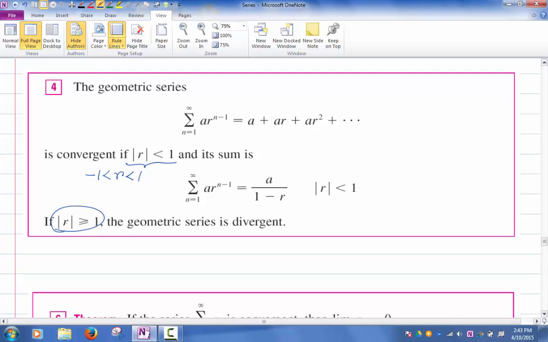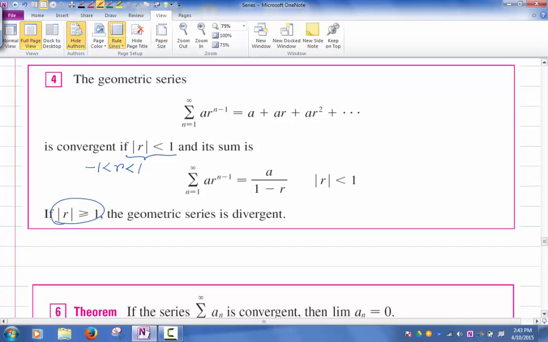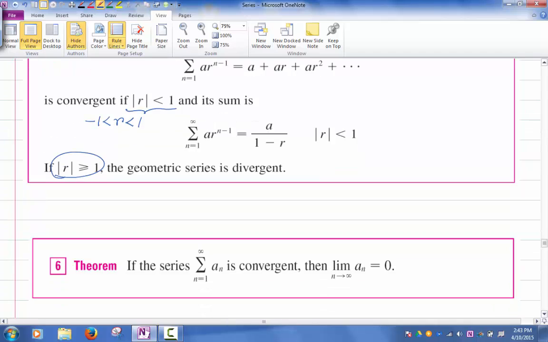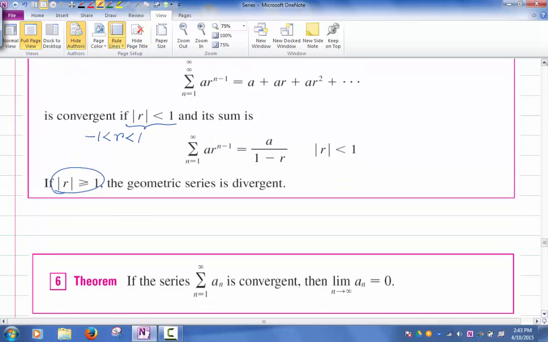Zach, did you take theory of interest? You might be seeing the geometric series there. So it is used a lot, however, it's really a simple series.